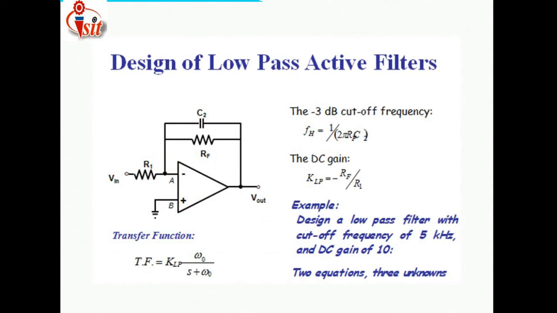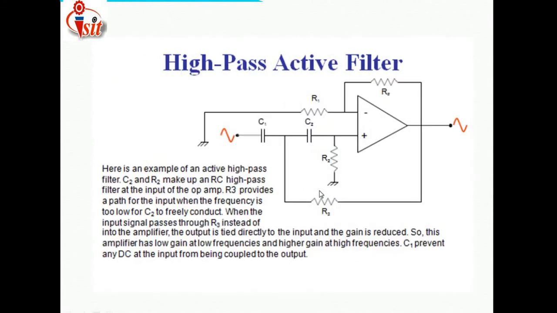Then the design of low pass active filters. In this design, the resistor is connected in series and the capacitor is connected in parallel, along with RF and CF, which are the feedback components of the filter. The minus 3 dB cutoff frequency is shown here. This is the higher frequency of the low pass active filter: FH is equal to 1 divided by 2 pi RF C2. Then the DC gain is defined by the formula KLF is equal to minus RF by R1.